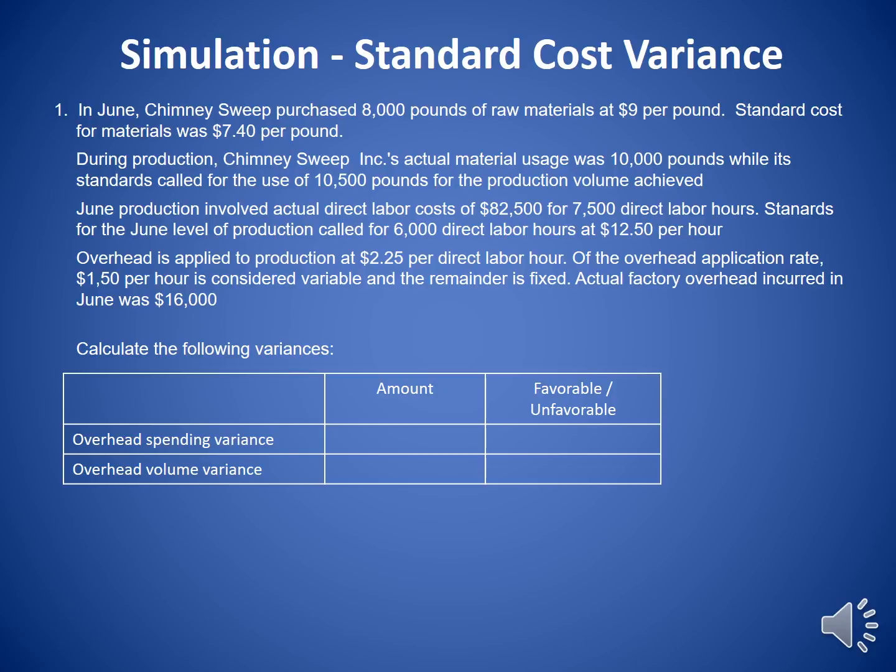Okay, now we want to go on to the last portion of our standard cost variance simulation, and that's calculating the overhead spending variance and the overhead volume variance, the amounts and whether it's favorable or unfavorable. So go ahead and stop the video, and when you're ready, restart the video for the answers.